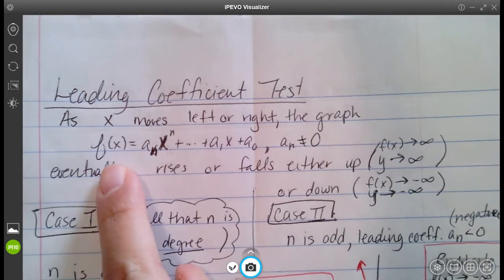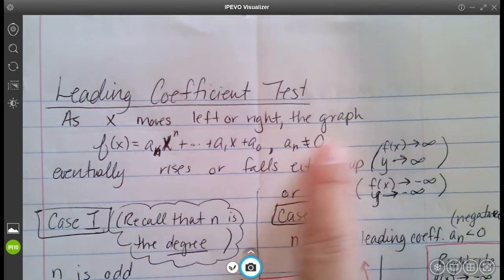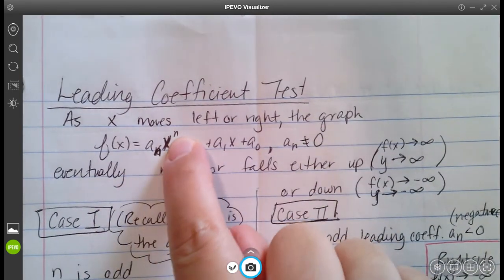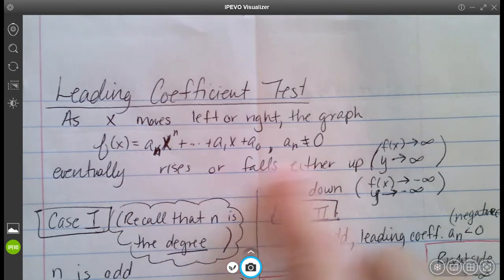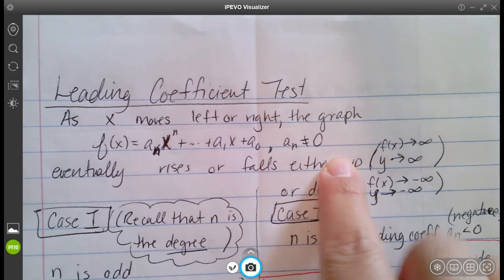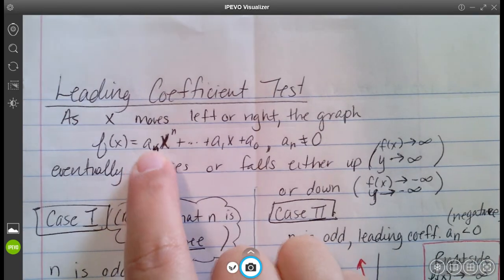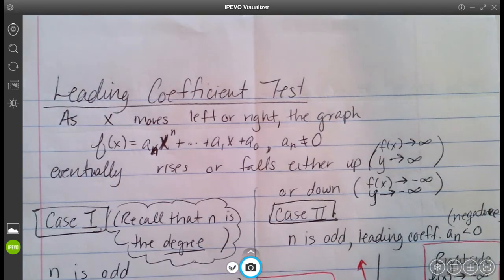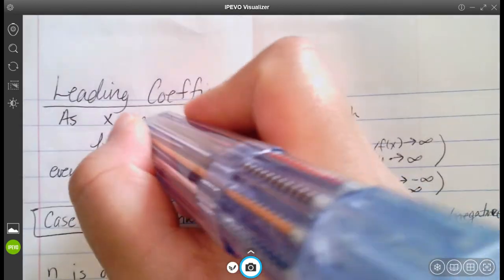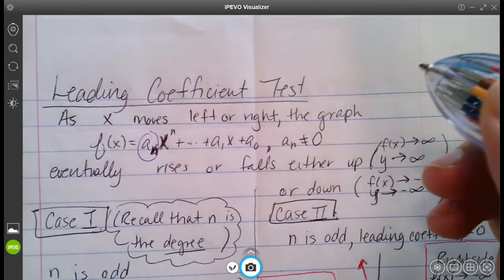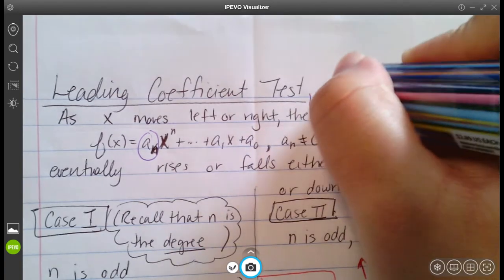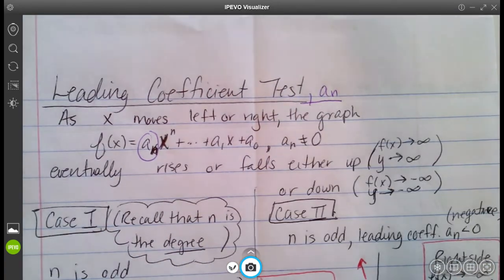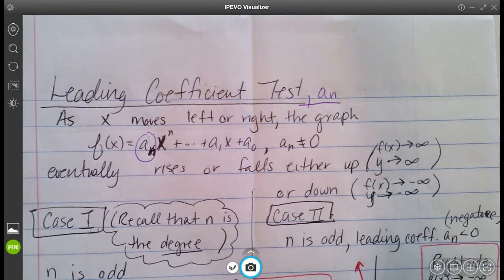So if this was our function, f of x is equal to all of this, we're going to assume that x to the nth is our degree of the function. It's the highest one, and this is in descending order. So this number, a sub n, is our leading coefficient. If you want to make a note of that, you can put it right here, a sub n. That's part of our title here.